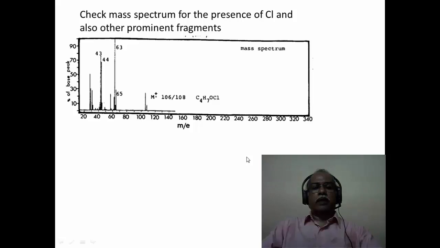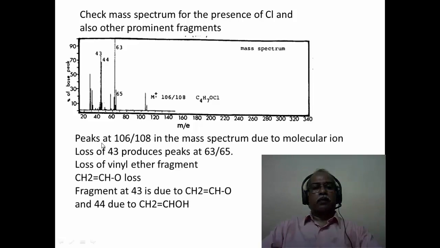Now let us have a look at the mass spectrum. Since chlorine is present here, the mass spectrum should reveal the presence of chlorine. The molecular ion peak at 106 and 108 in the ratio of roughly 3:1 is shown here. And one can also see the loss of 43 mass units from the molecular ion peak, which produces the 63 and 65, in other words, the chlorine is still present in the system.